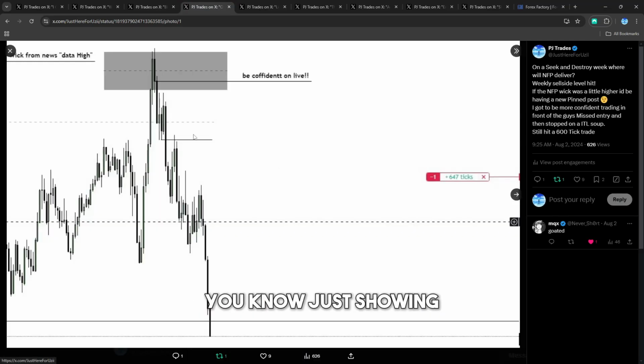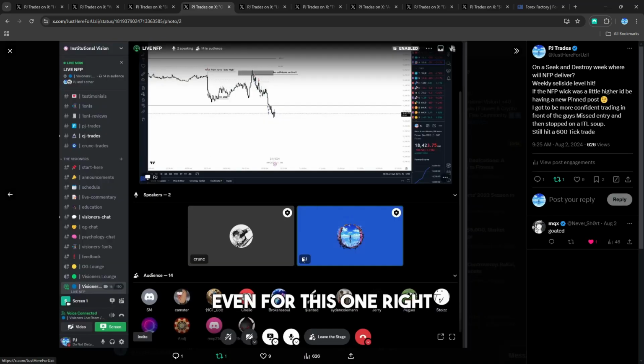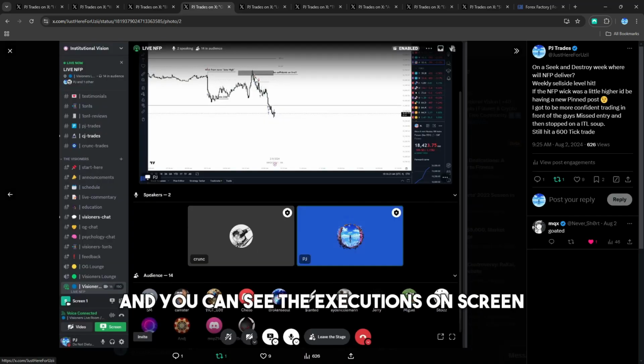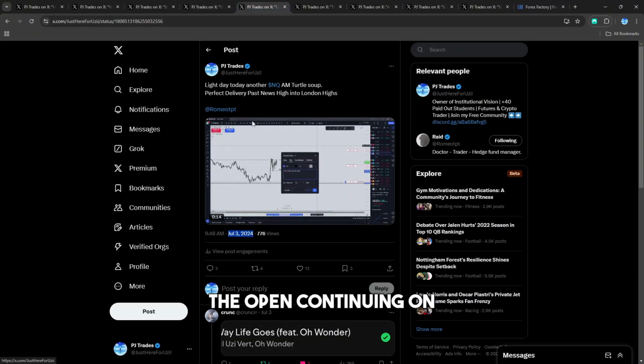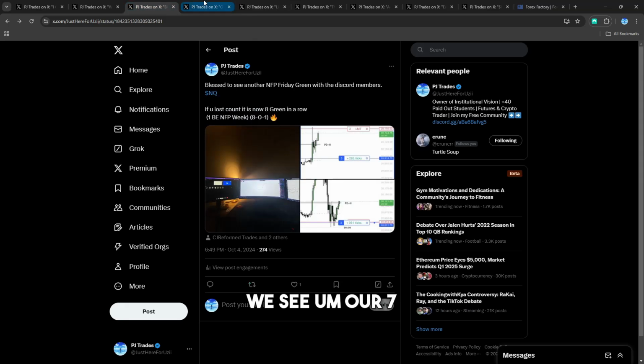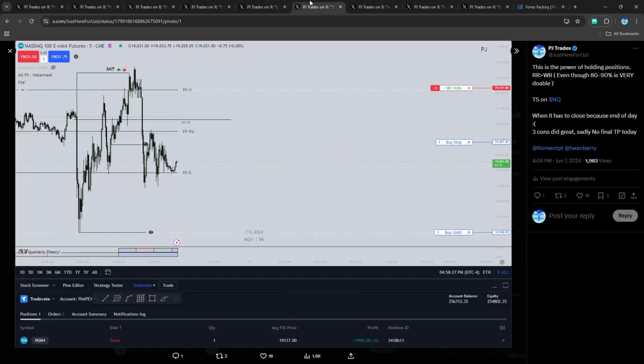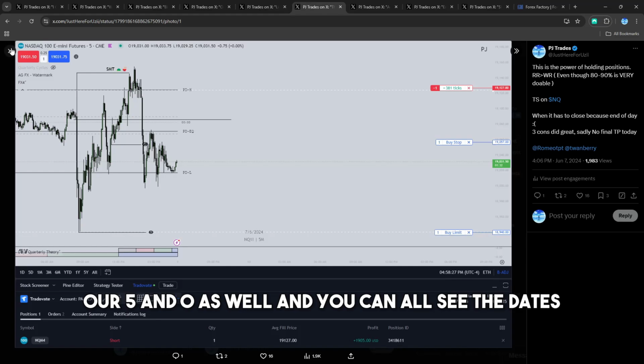And, just showing the trades off here, and even for this one, right? We were live in the group, and you can see the executions on screen actually right there, and delivering into that sell side. Actually, a short on the news as well, and I think that was into open. Continuing on, we see our 7, 6 and 0, our 5 and 0 as well.